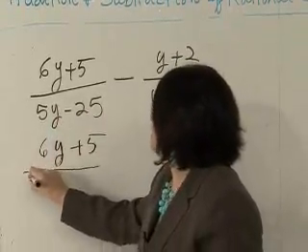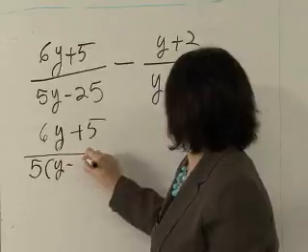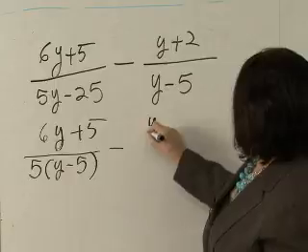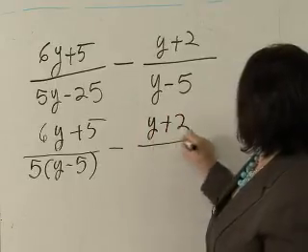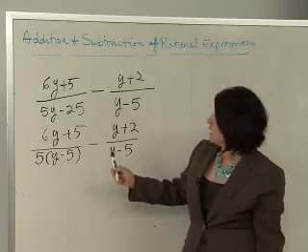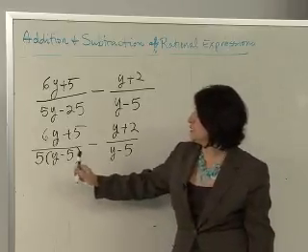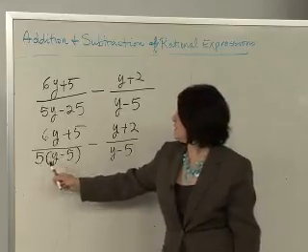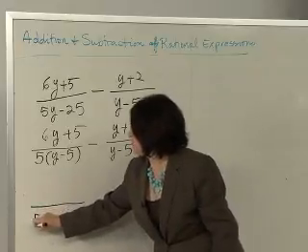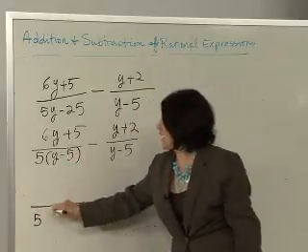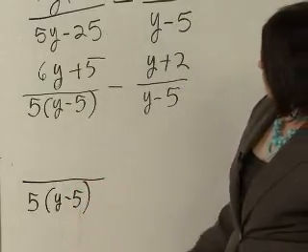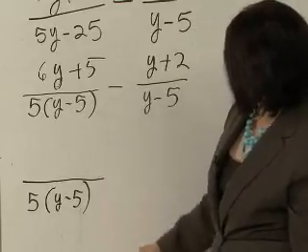Here I see 5 is a common factor, so I pull that out. Minus. Here, y plus 2 over y minus 5, can't do anything with it. The y minus 5 is already factored. Now my LCD, remember, it has to contain every different factor. It has to contain the 5. This one doesn't have the 5, so my LCD will have the 5. My LCD should have the y minus 5. So you have to choose every different factor in each one of them. So 5 times y minus 5 would be my LCD.